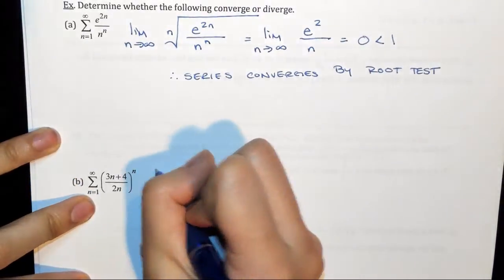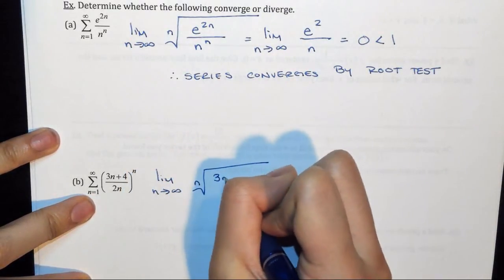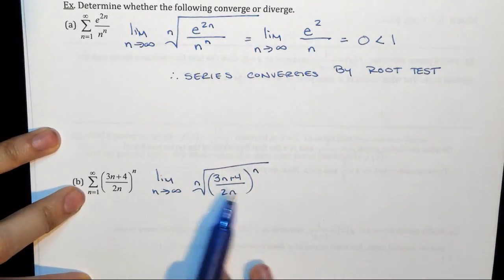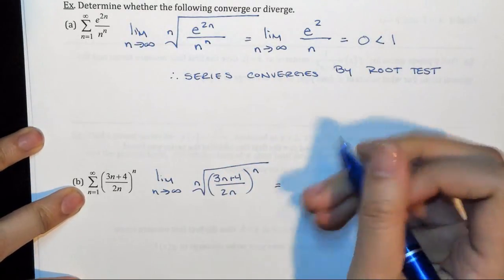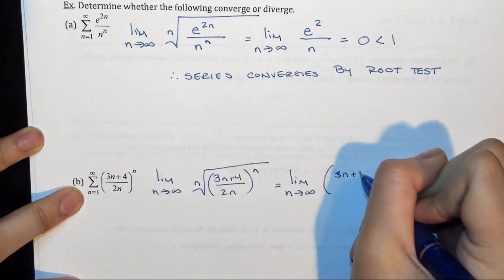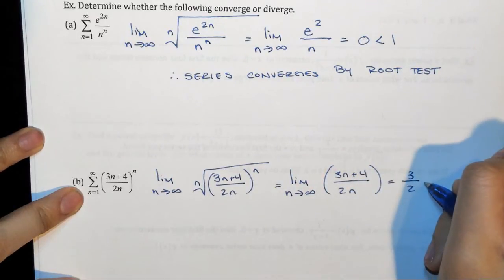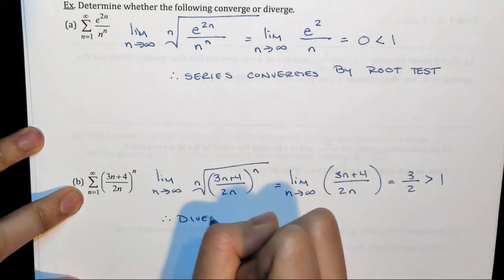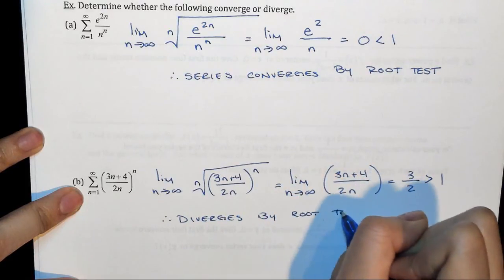And the last one. So the nth root of 3n plus 4 over 2n to the nth power, the n to the n cancels out. And this goes to 3/2, which is greater than 1. So this series diverges by the root test.